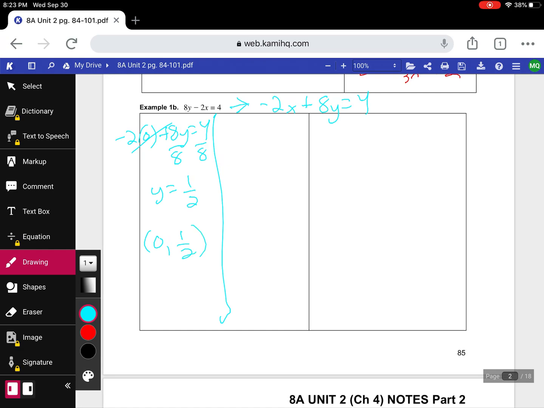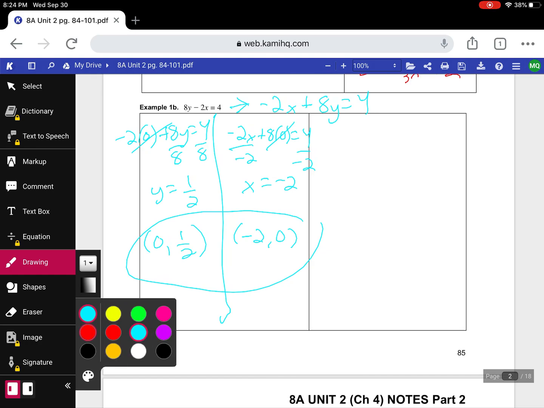Okay, again, we're just finding our x and y intercepts in order to be able to graph it. We've got negative 2x plus 8 times 0 equals 4. We get x equals negative 2. So you could take those 2 points, plot them, connect the line. You've got your graph, okay?